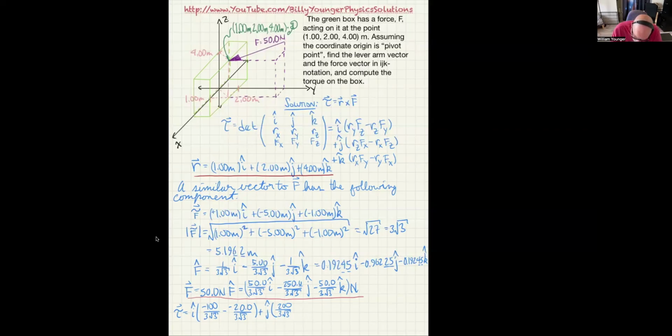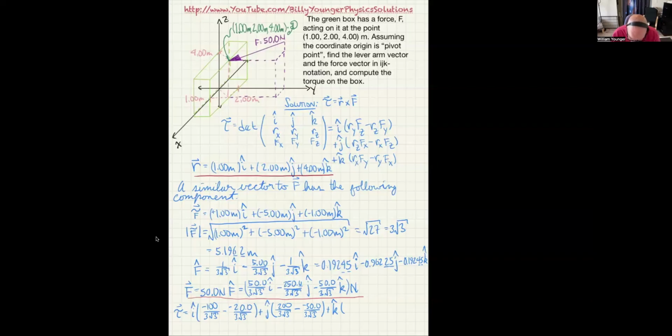But the other part of it is RX times FZ, so I have to do minus. Now I want to take RX, which is 1, and multiply it by FZ, which is negative 50. So this is going to be negative 50 over 3 root 3, and that's my j hat term. Now I'm going to add my k hat term, and my k hat term is going to be RXFY minus RYFX.